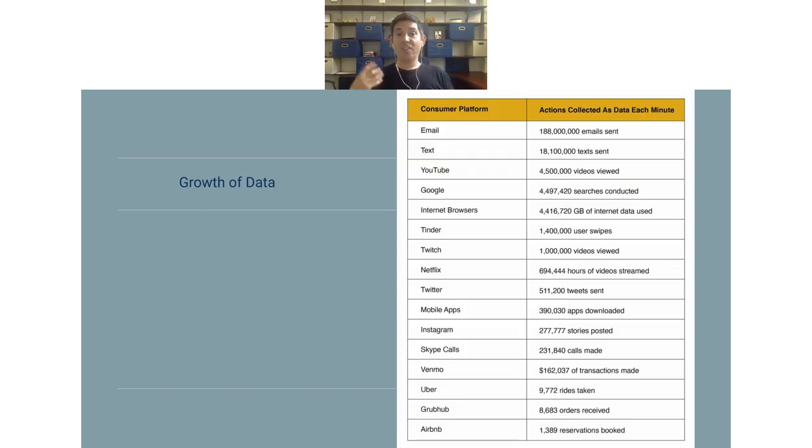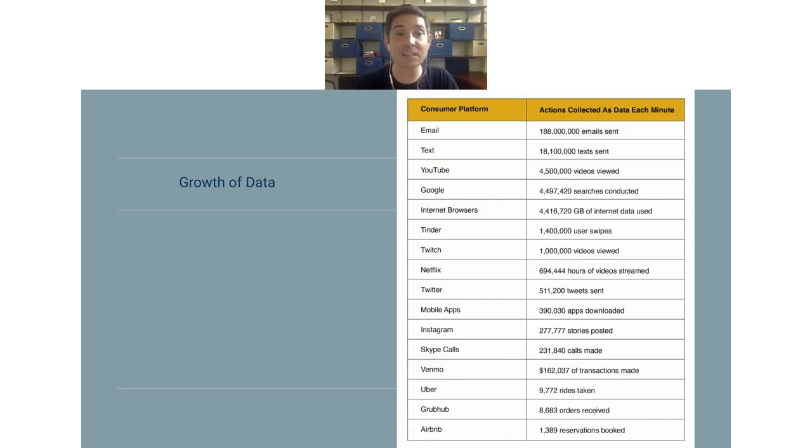So, for example, of the magnitude of data that is being ingested by digital platforms, this is on the growth of consumer data. And on the left-hand side, you have the specific platform, so email, text, YouTube, Google, internet browsers, whatever it might be. And then on the right-hand side, you have the data collected each minute. So, for example, every minute, Gmail and other email platforms are ingesting data from over 188 million emails every minute. And so there's so much data that's coming through. For us as marketers, thinking about Twitter, there's over 500,000 tweets sent every minute. So that's 500,000 opportunities and 500,000 data points that we can mine for insight and strategy.